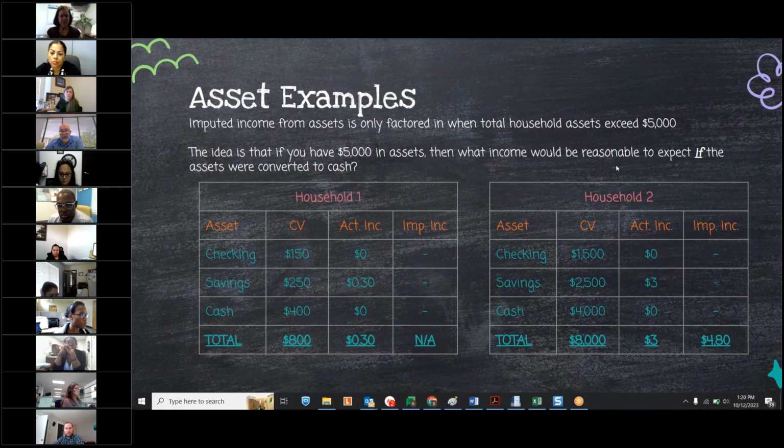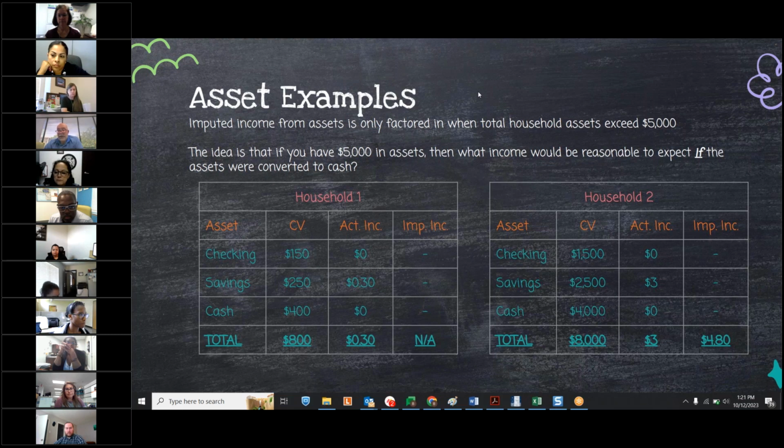One of the things I wanted to show with this example is, I have this sense anyway, residents feel like they need to hide assets or it's going to have this huge impact on their rent, and it really doesn't. So household one has a total of $800 in assets. It's $150 in a checking, $250 in a savings, and $400 in cash. The only one that has any actual income is that savings account with 30 cents.